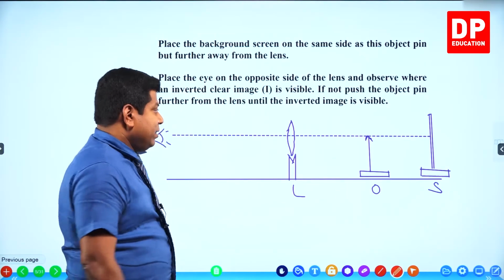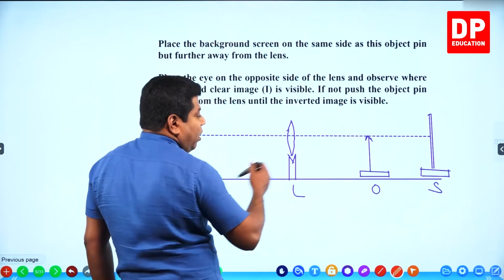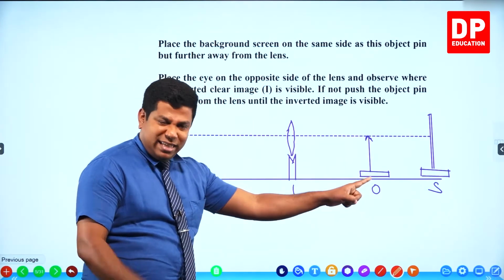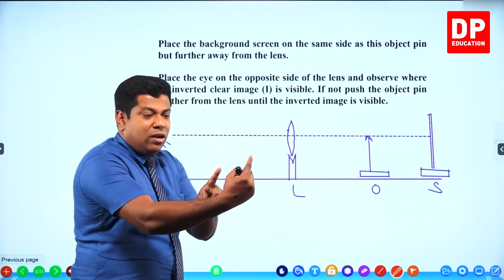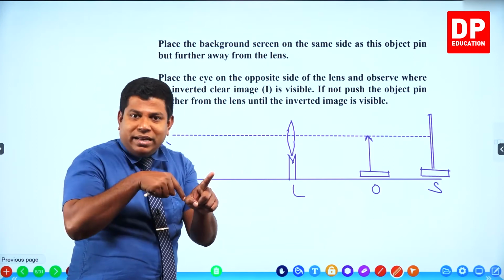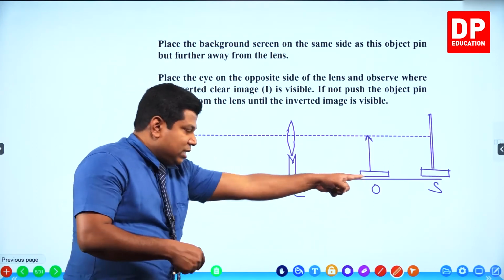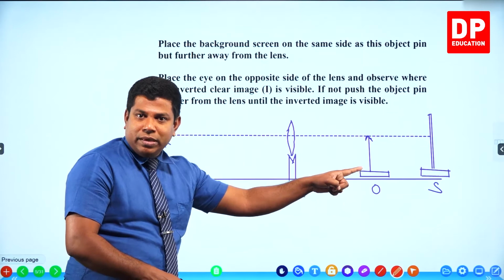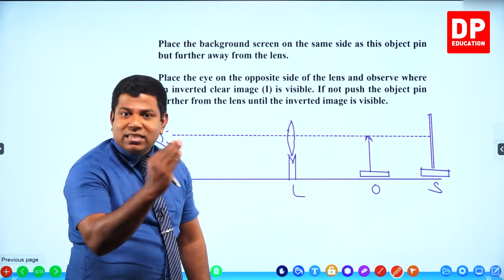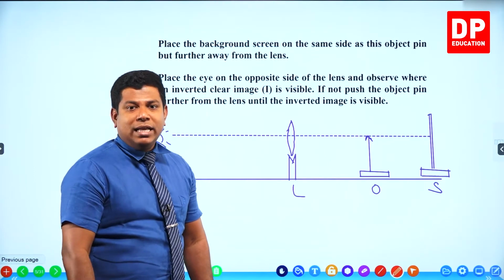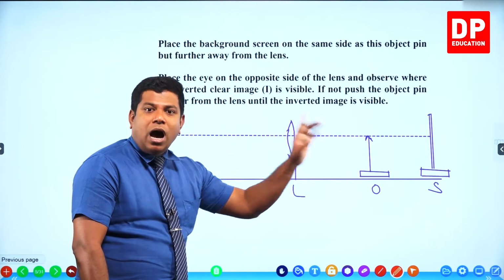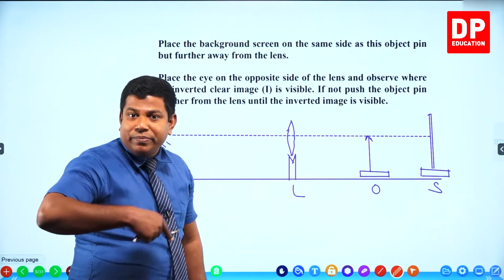Second point, the pins may not be on the same line. The center of the lens and the pin both must be in the same line. Then only will you get the image also on the same line. That's why we have drawn this straight line. Because of these two errors: one, the lens is not perpendicular to the plane; two, the lens and the object pin are not on the same line.